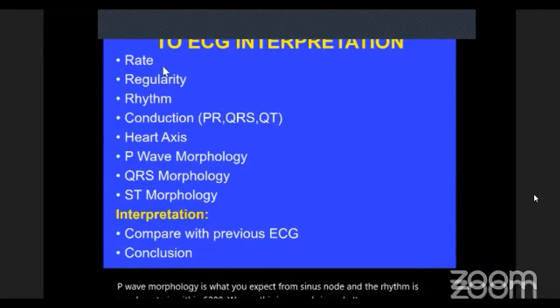If not, then we determine the rhythm based on the rate, regularity, and other parameters. Then you can look for the conduction: PR interval, QRS duration, QT interval, cardiac axis, then P wave morphology, is it upright or inverted, normal or abnormal, QRS morphology, normal or abnormal, ST morphology. Based on all of this, you will reach your conclusion, especially if you have a previous ECG to compare with, if there is any significant change compared to the baseline ECG.